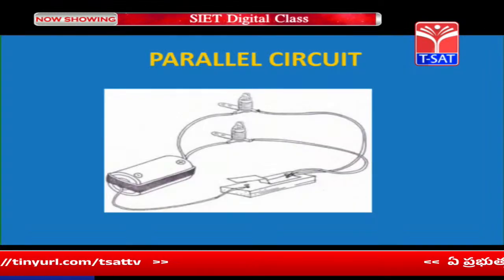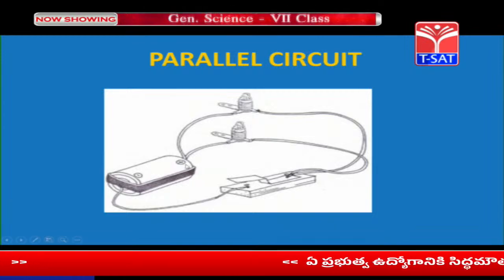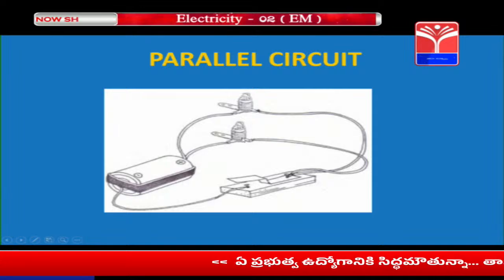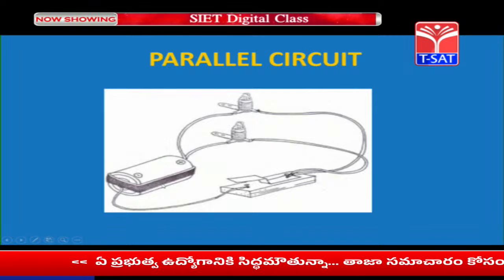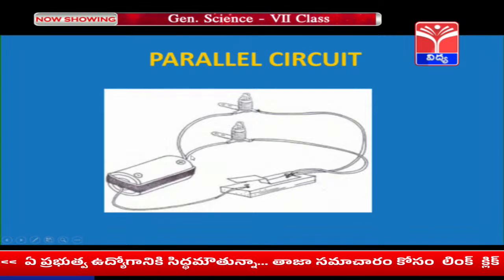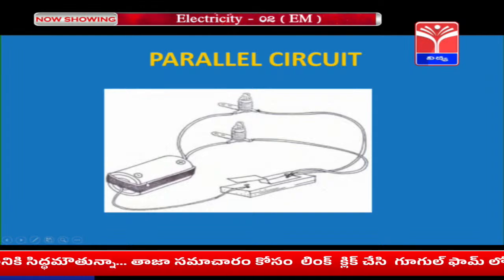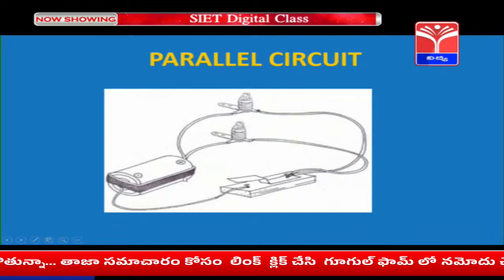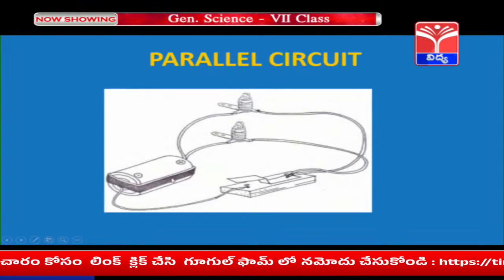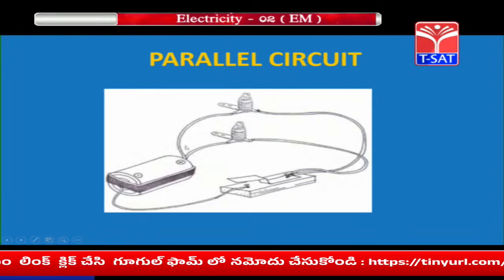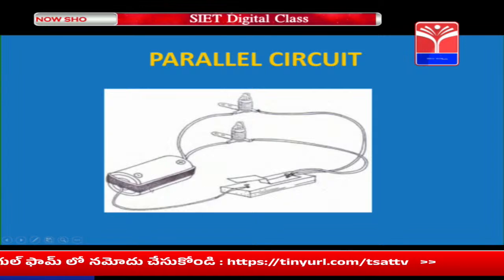Now here we can see one end of each of the bulbs is connected to the positive terminal of the battery. The other end of the bulb is connected to the switch, and through it to the negative terminal of the battery. That means one end of the bulbs is directly connected with the positive terminal, and the other end is connected to the negative terminal of the battery. See how current flows from the positive terminal to the bulb, and from the bulb to the switch through the negative terminal of the battery.